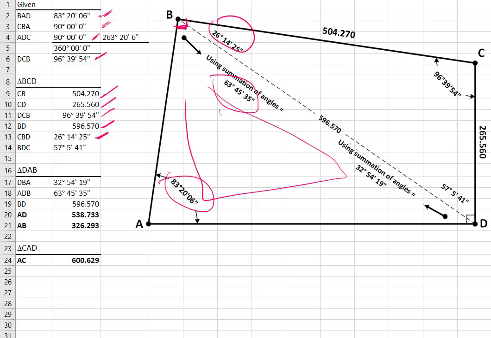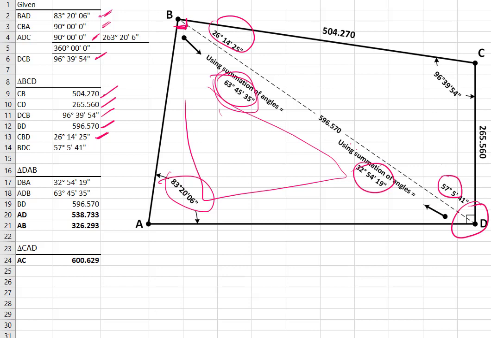Again, we have this angle is 83. We have this as 63. So 180 minus 63 plus the 83. Or we can just use the 90 degrees here, subtract from the 57 something, and this will give us this angle.